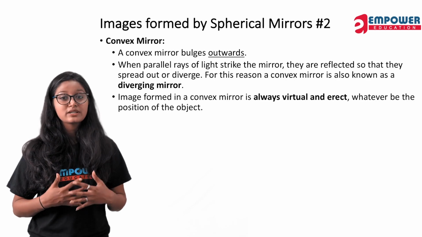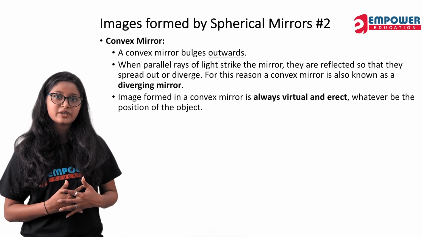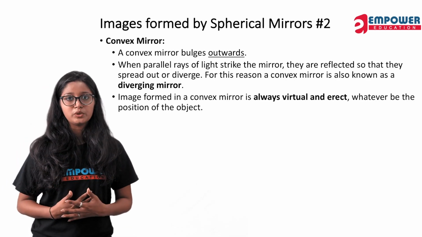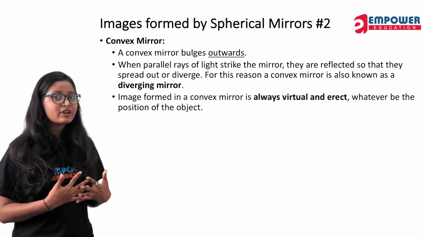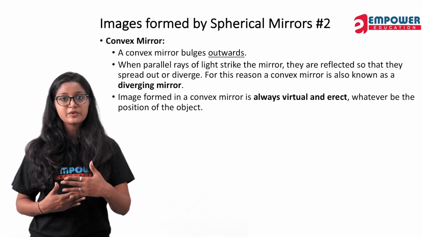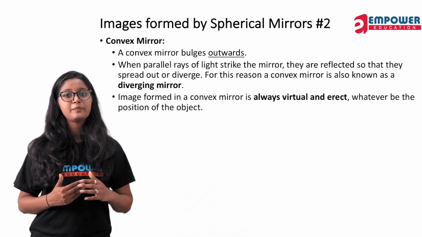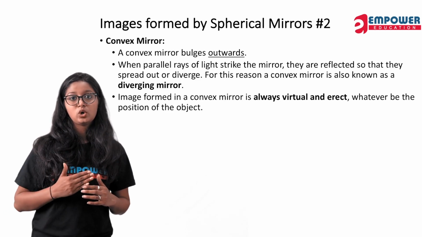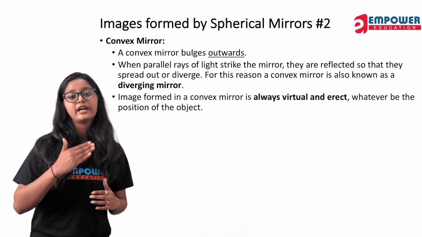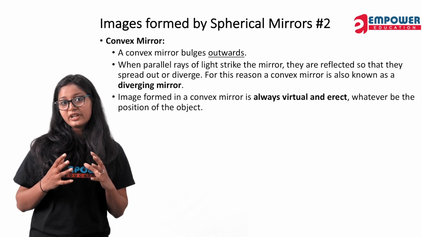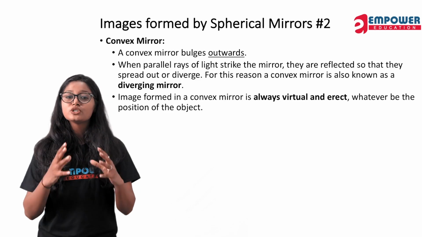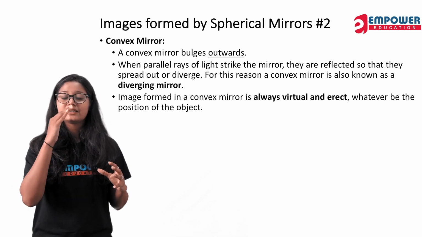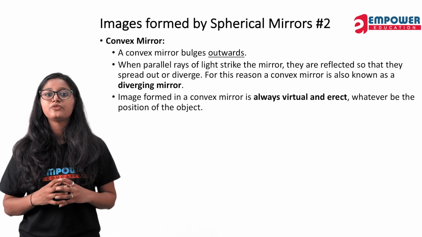Now we already learned what is a convex mirror. Convex mirror is a mirror in which the reflecting surface of the mirror bulges outward. Now you see, if a ray of light is incident on a convex mirror, it is going to get reflected back. And when it is getting reflected back, the reflected rays appear to be diverging. So since the reflected rays are diverging, this mirror is also called a diverging mirror.